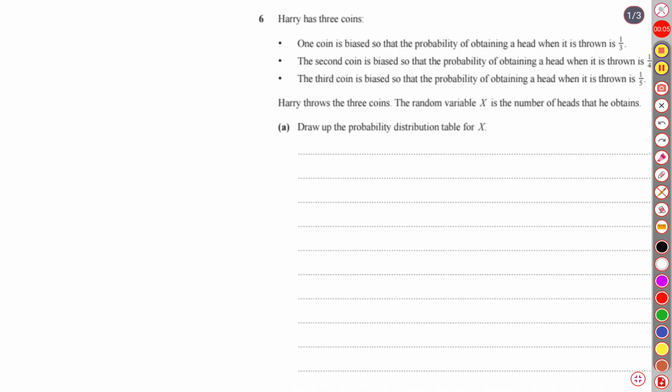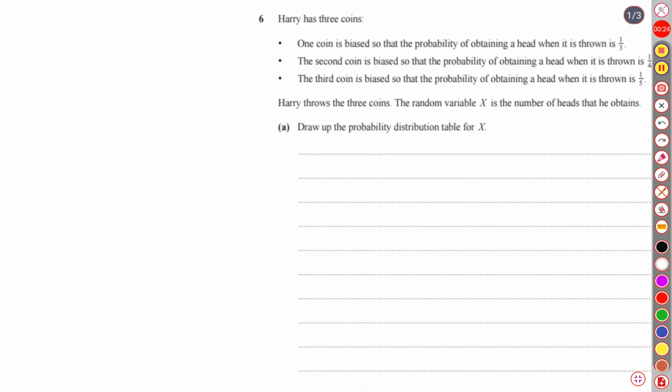Today we are going to solve a question from Probability and Statistics 1. We are going to solve question number 6, which belongs to paper 9709/51 for the session May June 24. Let's read the question. The question says Harry has three coins.